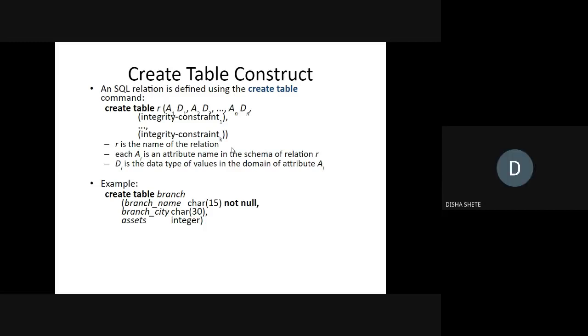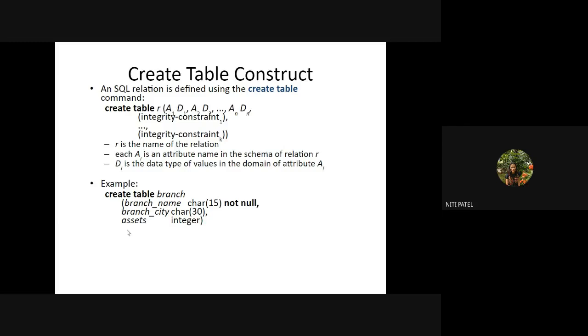Yes, ma'am. So what is the description? R is the name of a relation, that means it is the name of a table. Ai is nothing but the attribute name inside the table. Di is nothing but the data type value in the domain of the attribute. So R is the table name, A is the attribute name, and D is the data type of that respective attribute. Let us see the example.